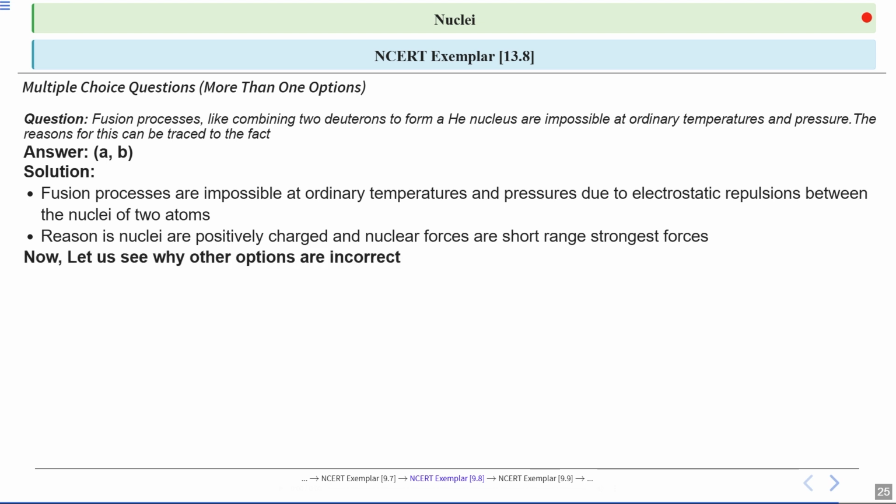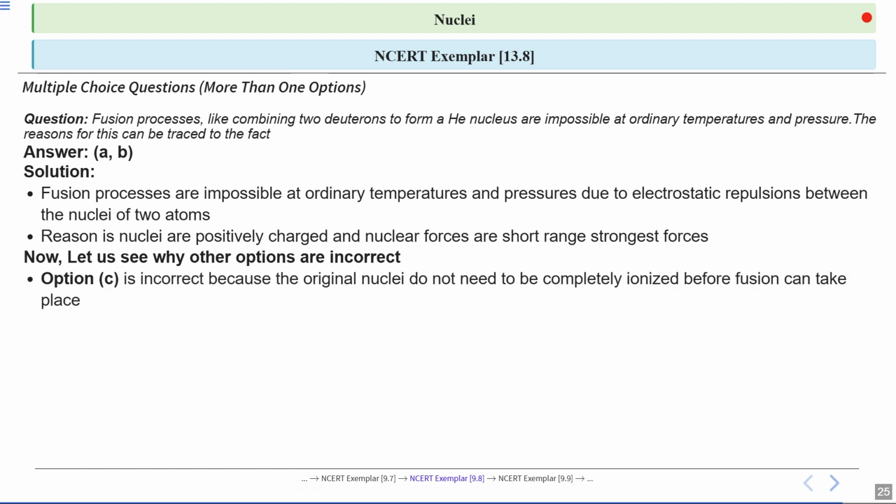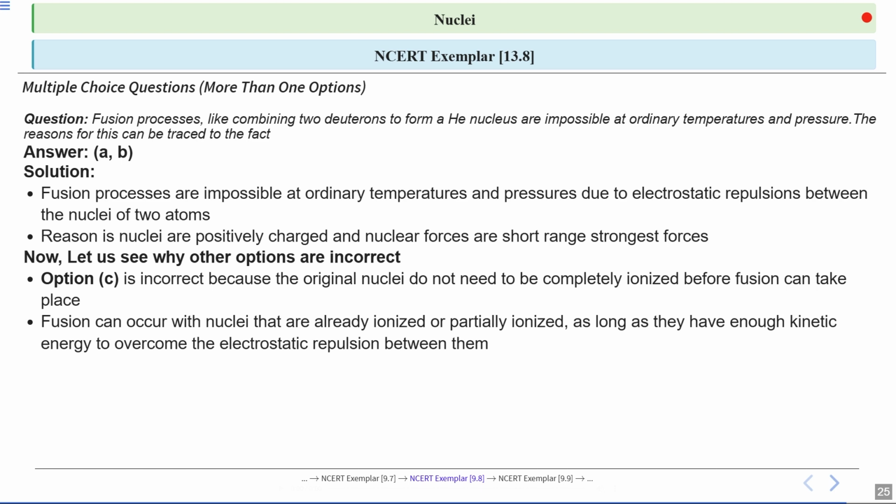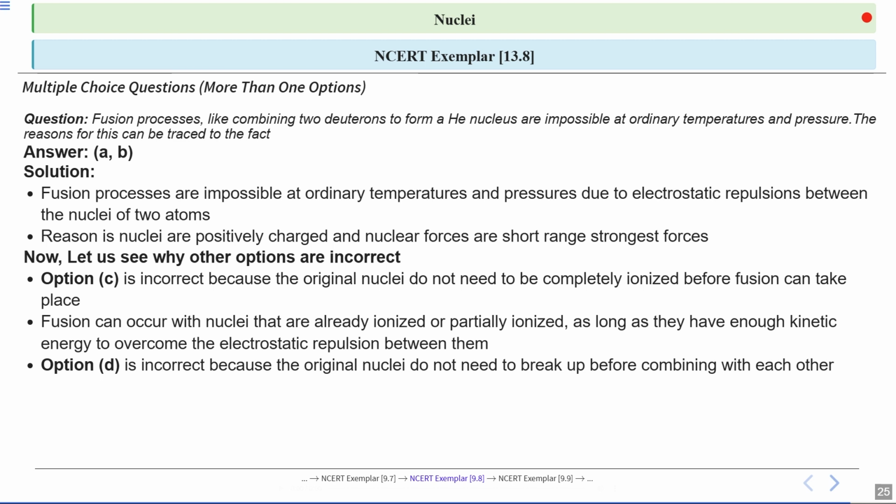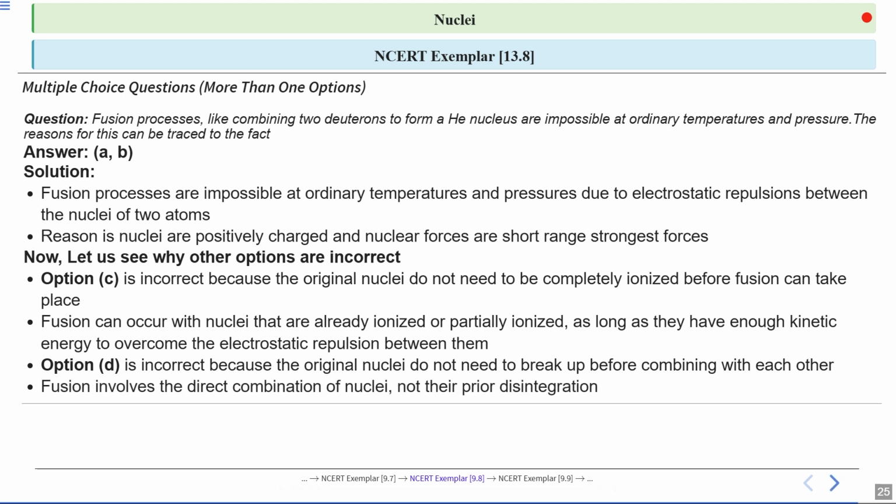Now let us see why the other options are incorrect. Option C is incorrect because the original nuclei do not need to be completely ionized before fusion can take place. Fusion can occur with nuclei that are already ionized or partially ionized, as long as they have enough kinetic energy to overcome the electrostatic repulsion between the nuclei. Option D is incorrect because the original nuclei do not need to break up before combining with each other. Fusion involves the direct combination of nuclei, not their disintegration.